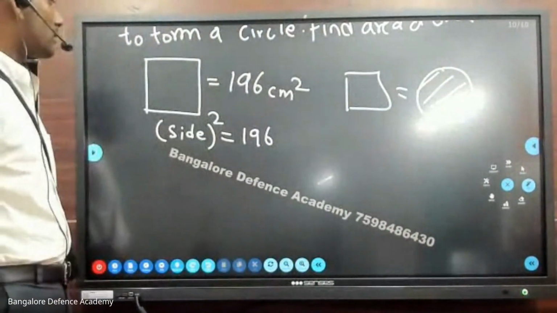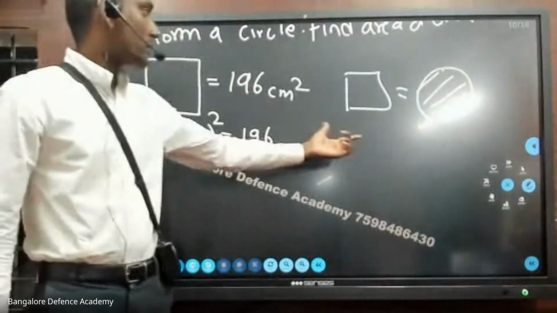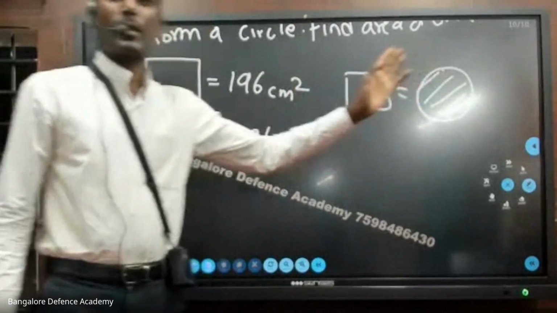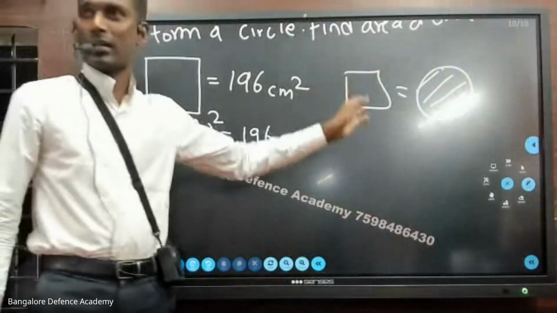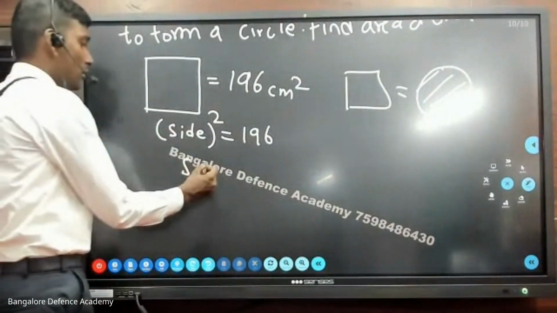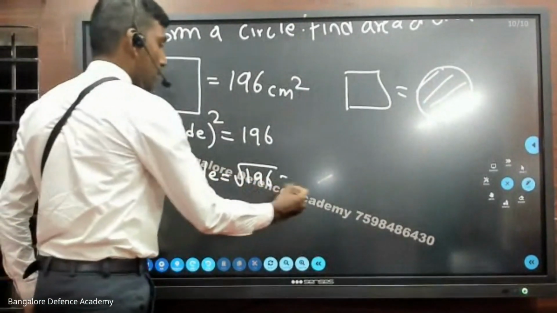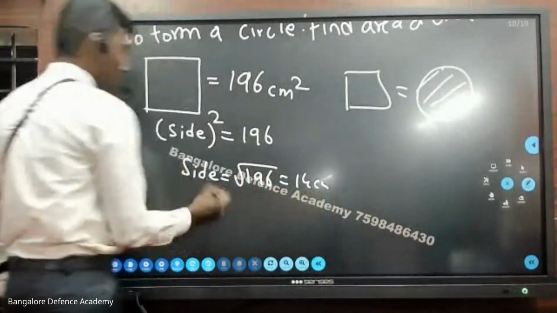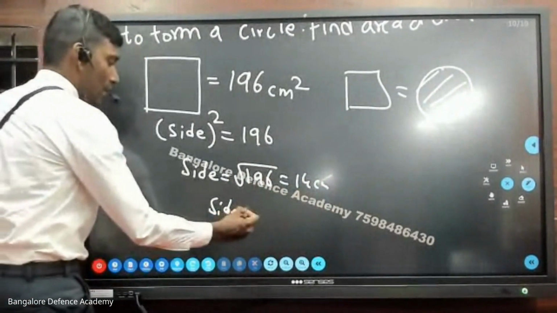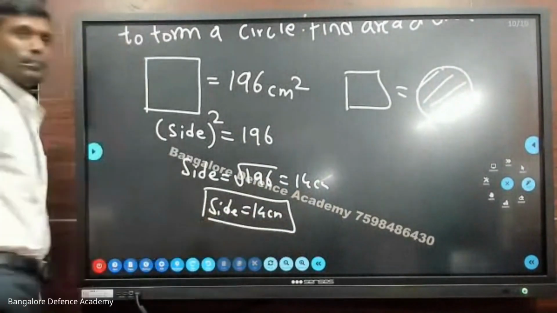Sometimes what happens, students will directly take area of square is equal to area of circle. Okay, like that. You have to go in this way. Now, if I want to find a side, how much do you get? Square root of 196, how much? 14 centimeters. So can I say one side is equal to 14 centimeter? Yes or no? Yes, sir.